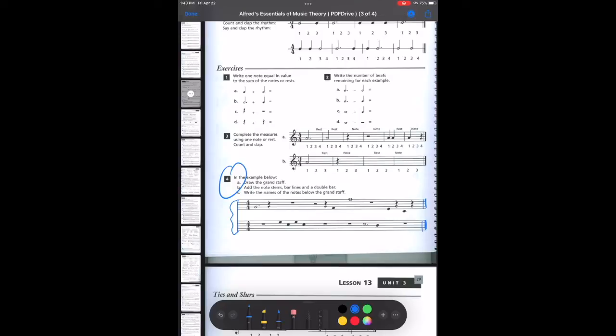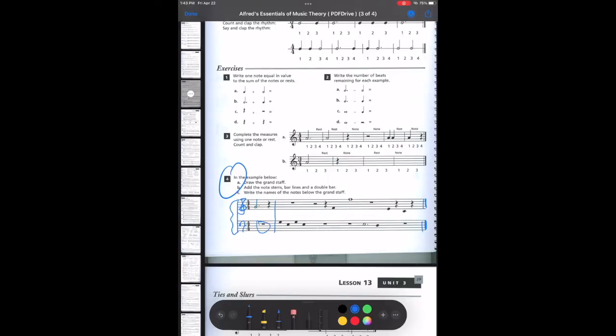It's in 4/4, so there's going to be 4 beats per measure. Sorry, I forgot this. So you want to make sure each measure has 4 beats. So you're going to count 1, 2, 3, 4. So if this note's 3, I add my stem. 1, 2, 3, 4. The bar line needs to go there.